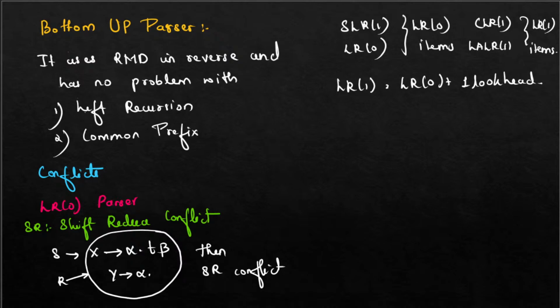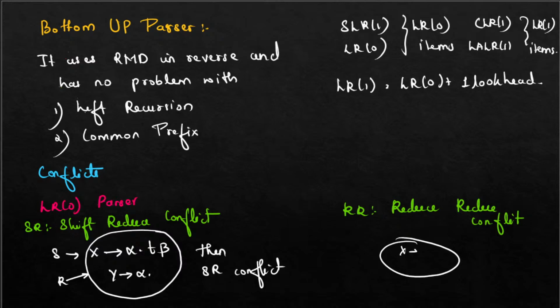Now for LR0 let's discuss the RR conflict, which is the reduce-reduce conflict. The reduce conflict is very simple. Here this is the state where X is alpha dot, Y is beta dot. So this is R and this is R, reduce. So this conflict is called reduce-reduce. And this we have studied in the LR0 parser.